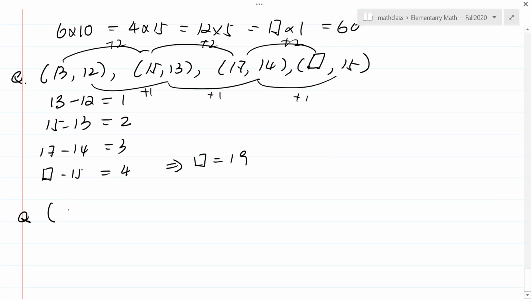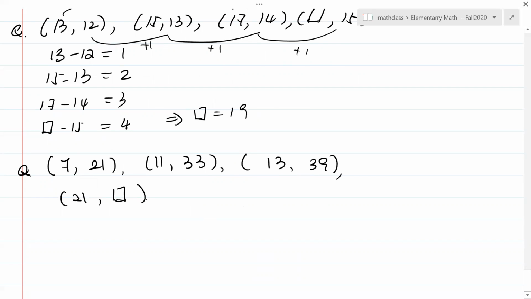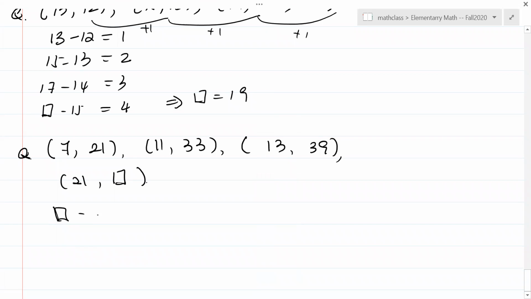Okay, let's try this. Seven, 21. Okay, 11, 33. Okay, and 13, 39. And what is the next number? 21 of this number. Yeah, 63, right? So it's 21 times 3, 63.